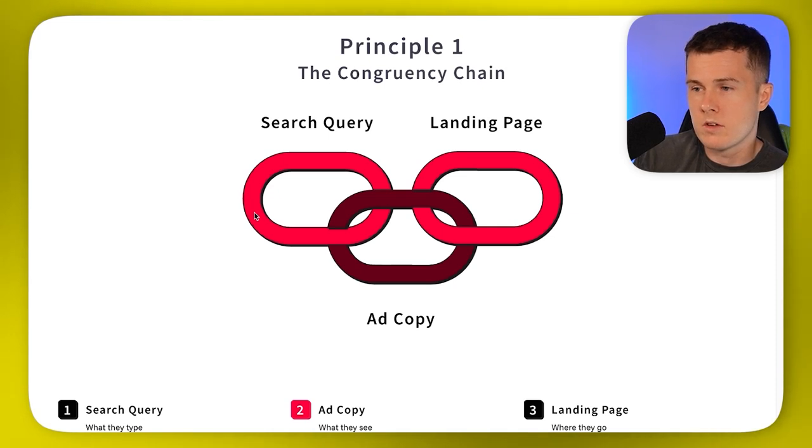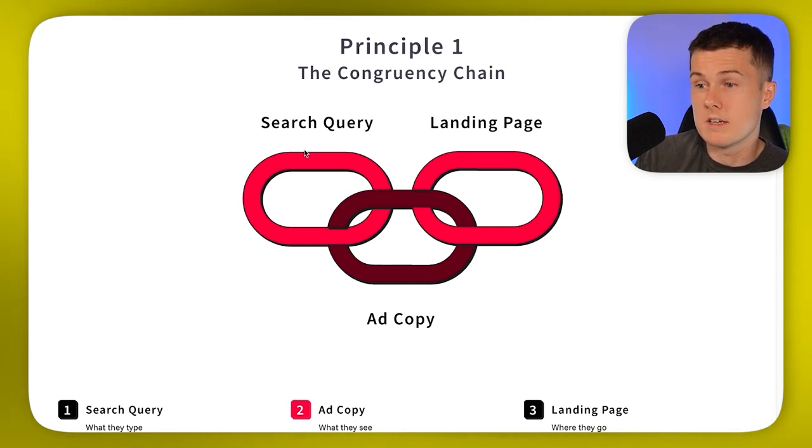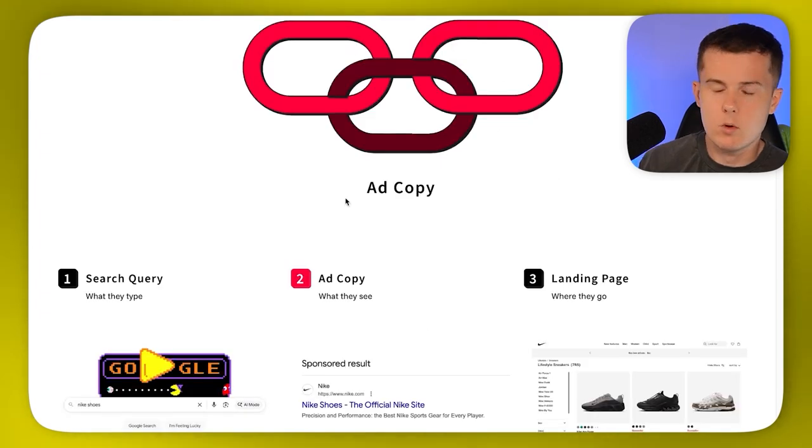And here's how it works. You have 3 connected elements that must be perfectly aligned. So you have the search query, which is what they type, your ad copy, what they see, and your landing page, where they go. So let me give you a real example.